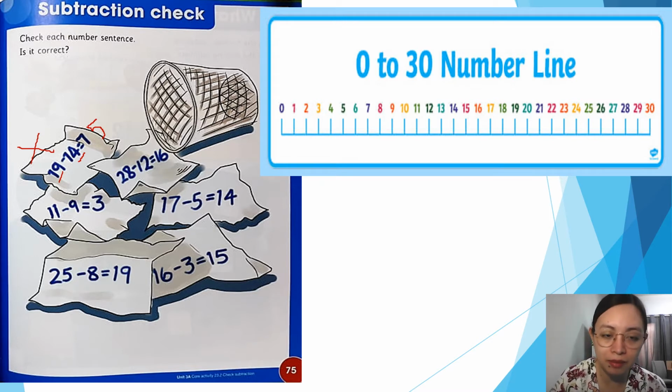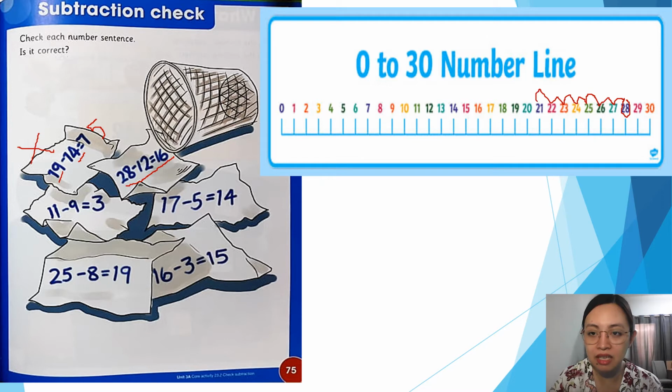Okay, so let's do this one. 28 minus 12. Let's see if the answer is 16. So again, we will begin with 28. And we have to jump or remove 12. So let's count 12. 1, 2, 3, 4, 5, 6, 7, 8, 9, 10, 11, 12. So where did I stop? Okay, I stopped in number 16. So 28 minus 12 is equal to 16. So the number sentence is correct. Okay? So how about the next one?